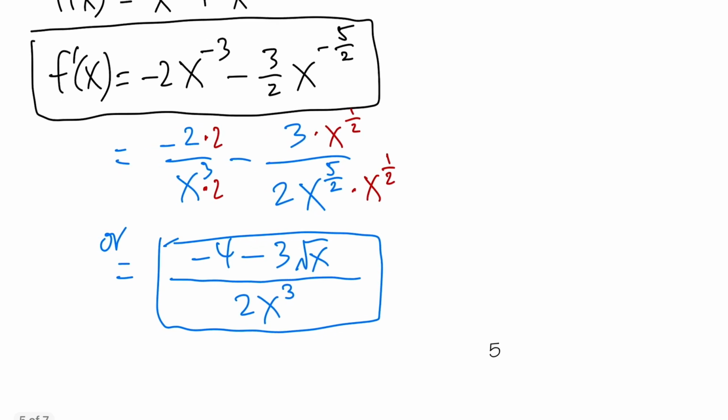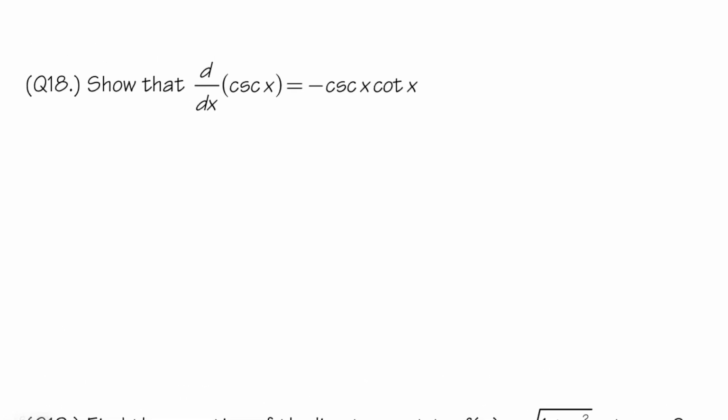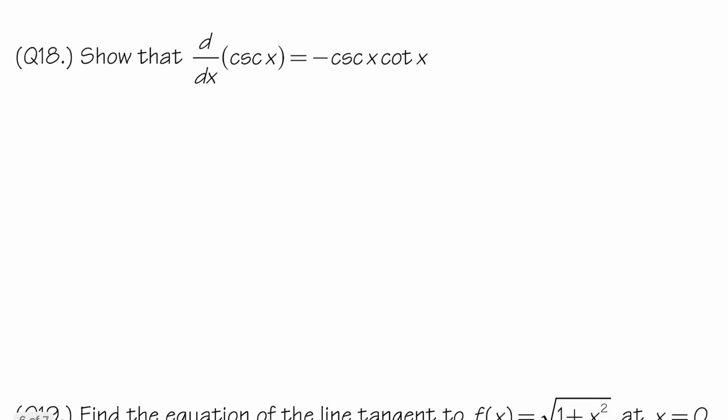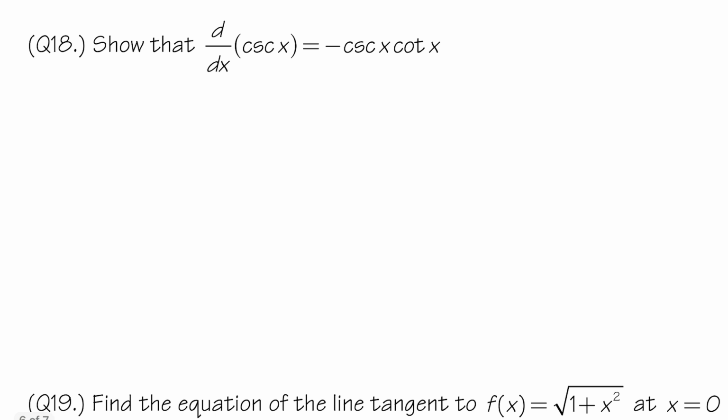So one way or the other, doesn't matter. All right, number 18, we are going to show that the derivative of cosecant x is negative cosecant x times cotangent x. So you can do it two ways. I will do it this way. I think it's cooler this way.